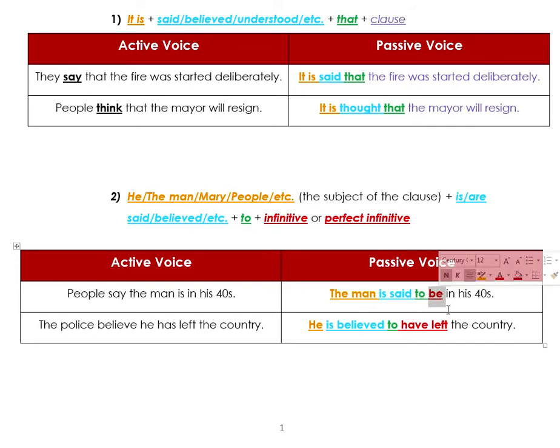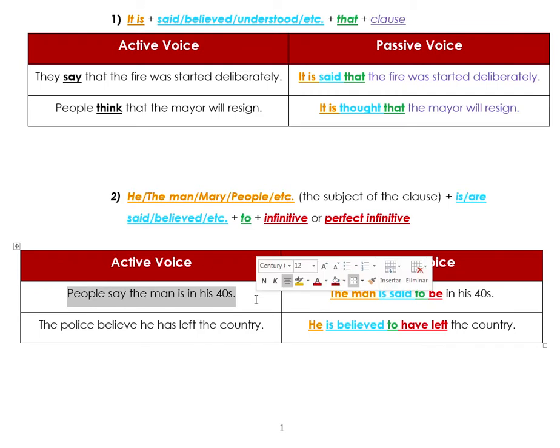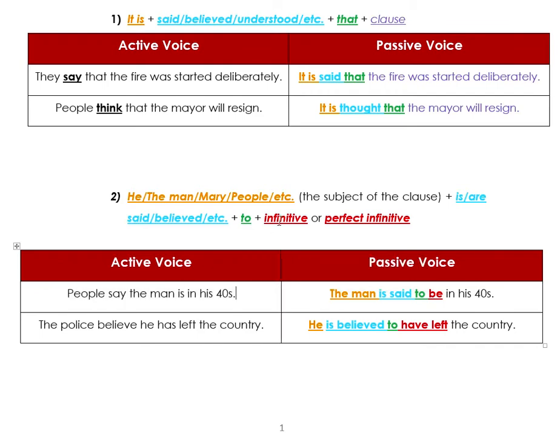Here we have the infinitive. Cuando en la oración original en voz activa está en presente o está en futuro, vamos a utilizar el infinitive. Solo el infinitive que es el to y el verbo en infinitivo. Look at the second example now. The police believe he has left the country. In the passive voice, our new subject will be this. Este va a ser nuestro nuevo sujeto. He. So, he is believed. Acá tengo believed, so I have to use believed. To have left the country. Here we have the perfect infinitive.